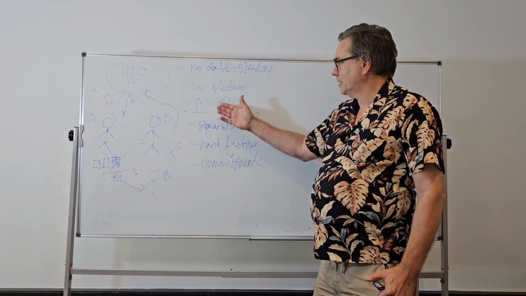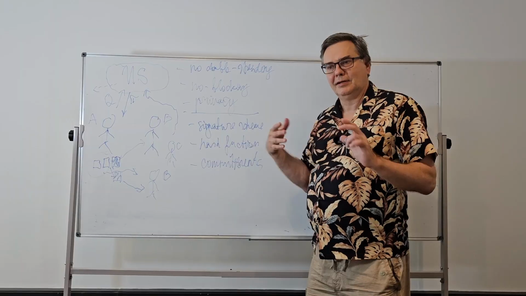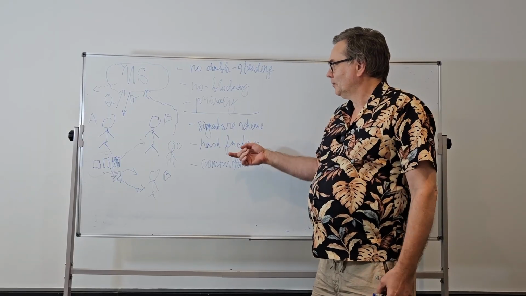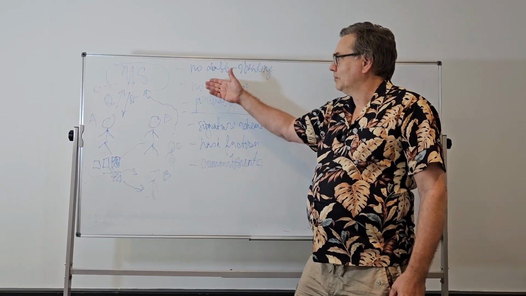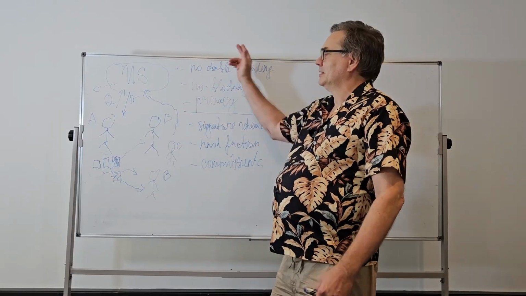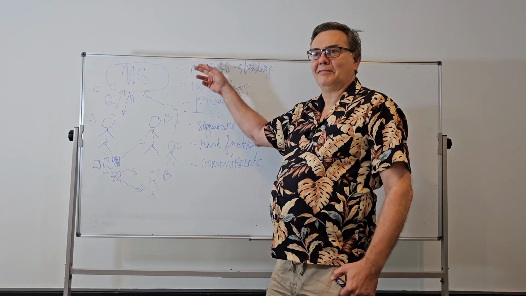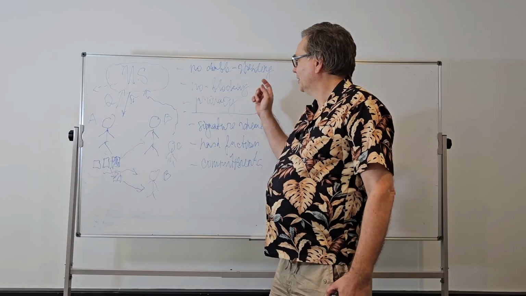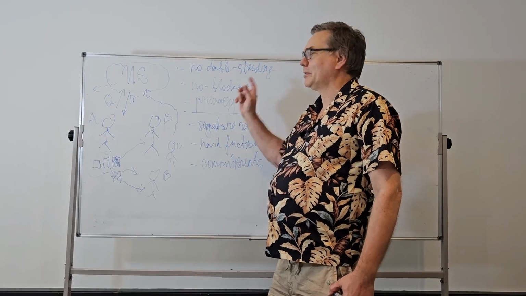So basically these three things are what we need. What we want to achieve is to prove that this system is secure against those kinds of attacks: double spending, blocking, and privacy leaks.